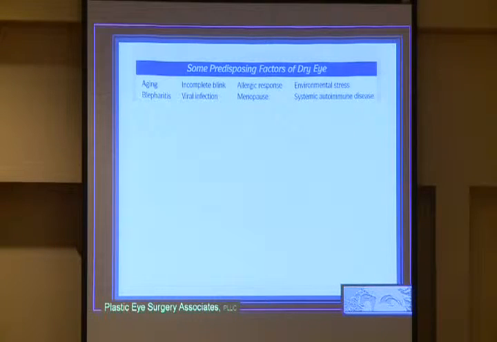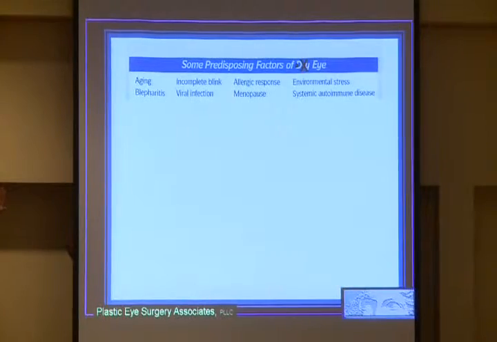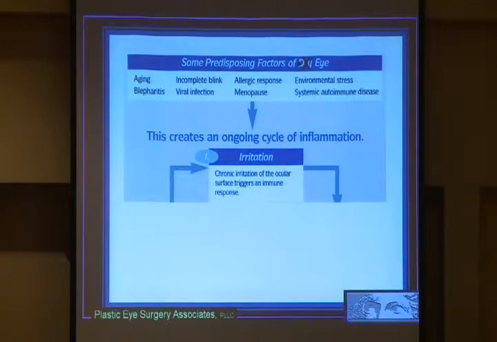So I want to kind of nail down this concept in everybody's mind. You have a bunch of things that predispose you to an eye irritation or dry eye problem. And I want to take away that idea of dry eye. This is not just dry eye. This is bad quality tear film. And this creates an irritation in the eye.